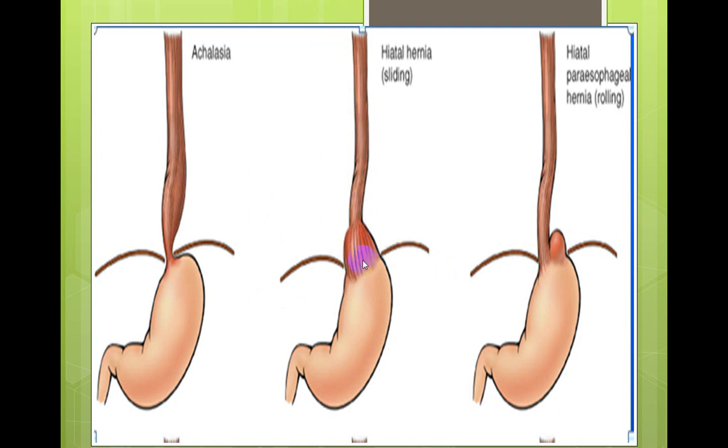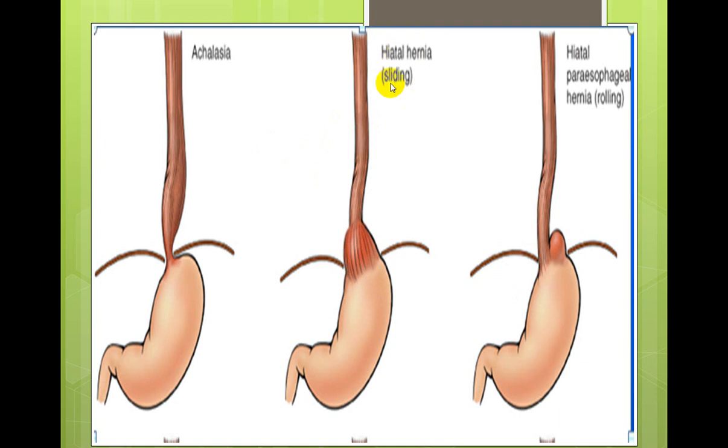Once there is a dilation in this space between the esophagus and muscular crura, this will permit a portion of the stomach to protrude into the thoracic cavity above the diaphragm. Okay? This occurs in two forms.